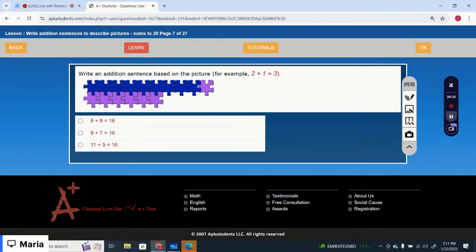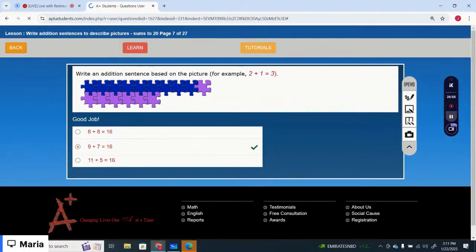Write an addition sentence based on the picture. So which is the correct option? 1, 2, 3, 4, 5, 6, 7, 8, 9. That is 9 plus 7 equals 16. Option number 3 is the correct option. Okay, you can complete the lesson by yourself later today. Let's just move on to the next lesson. 7 plus 5 is 12.